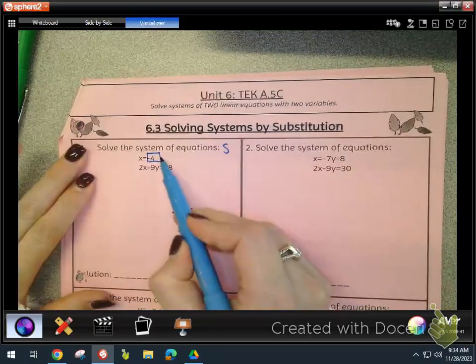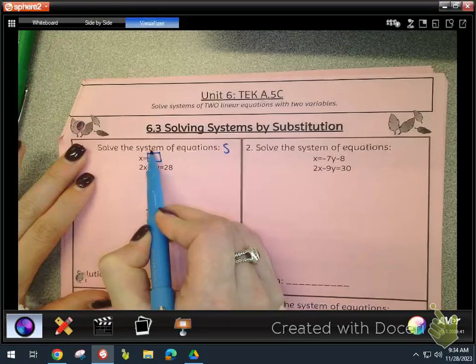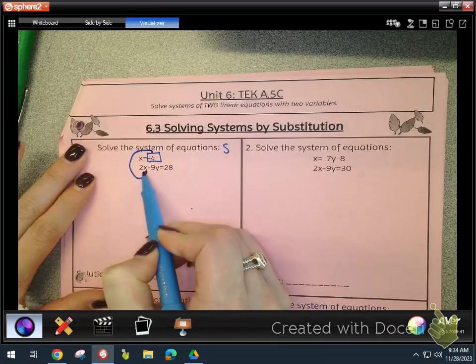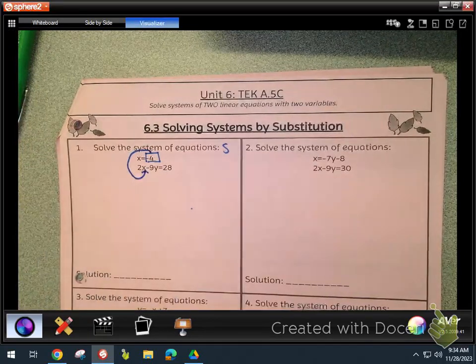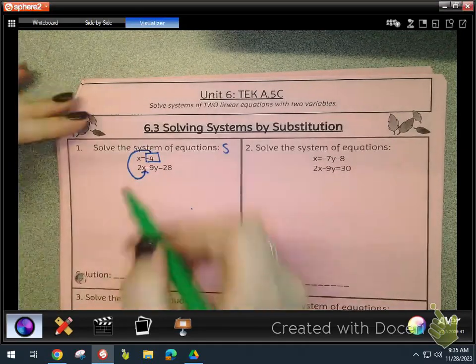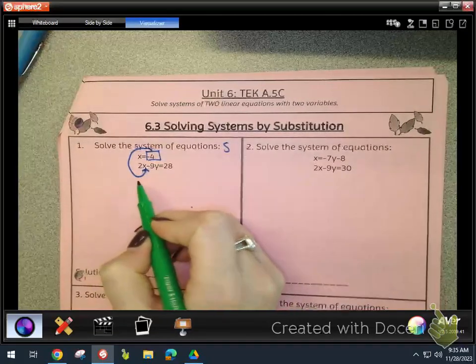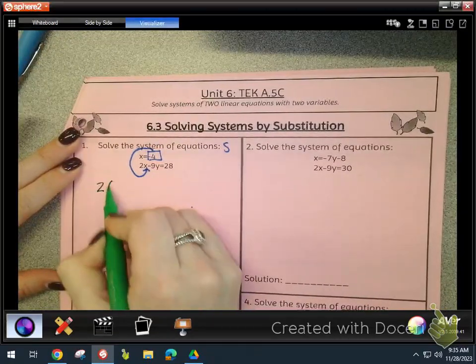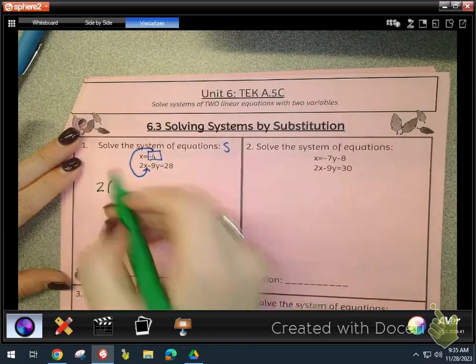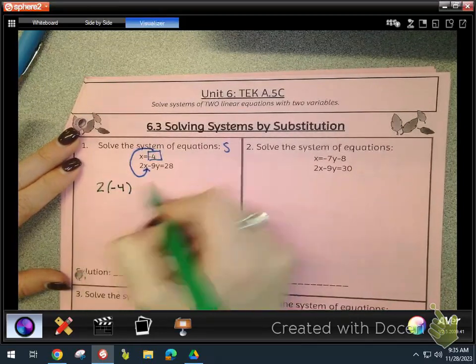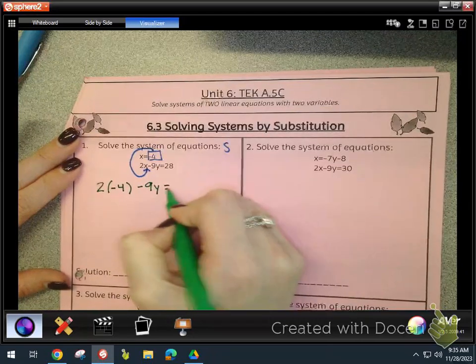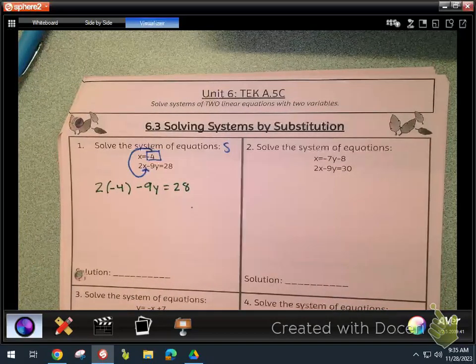But what do I know that x is? -4. So watch what I'm going to do. I want you to do this too. I'm going to draw an arrow from -4 and I'm going to point it to x, what it's equal to, in the other equation. Because they are the same. -4 is the same thing as x. And now I'm going to rewrite my second equation, but instead of writing an x, what am I going to put? -4. 2 parentheses, sub in -4 minus 9y equals 28.